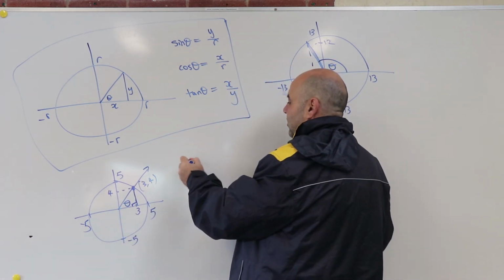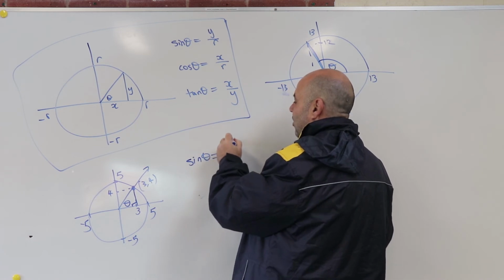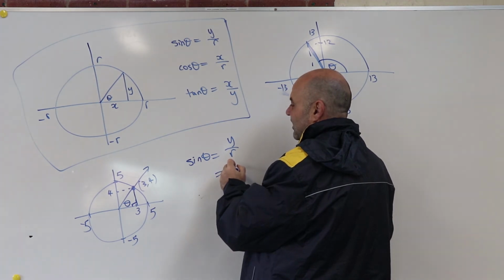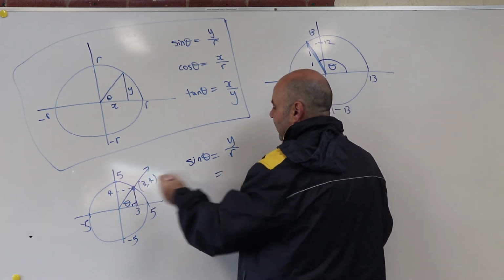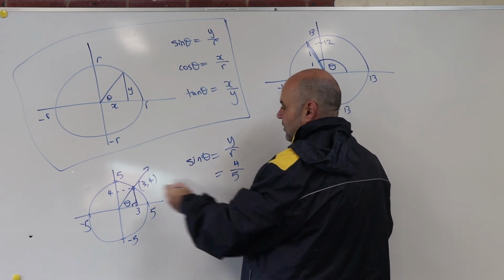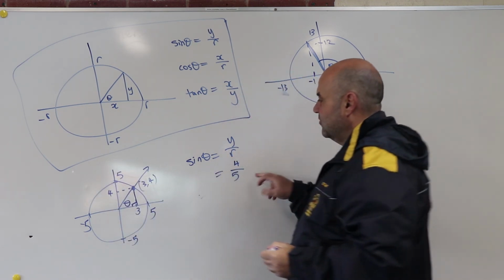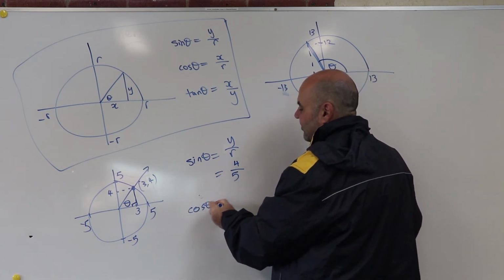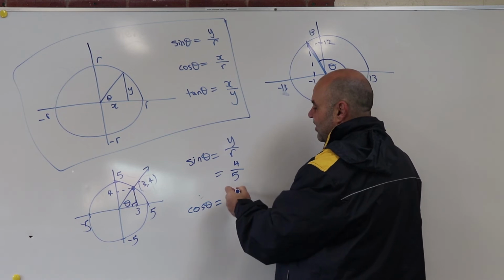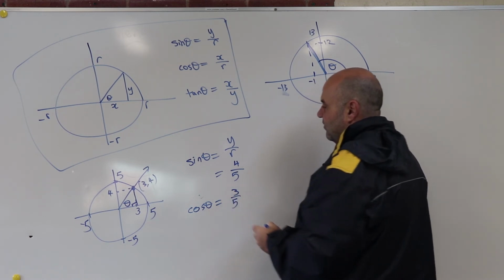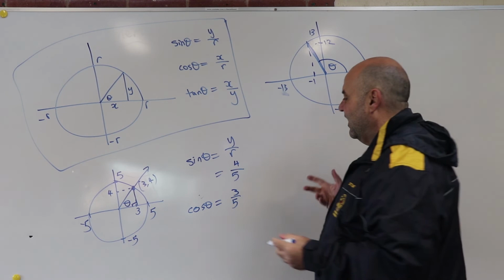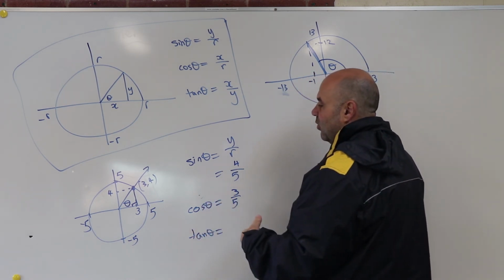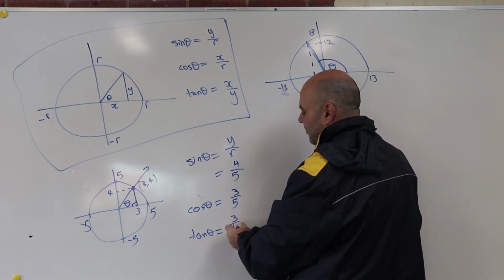I want to know what sine, cos and tan are. Well, remember sine theta is y over r. So the sine of theta here is 4 over 5, because remember the radius of my circle is 5 units. So sine theta is 4/5. What about cos theta? Cos theta is the adjacent over the hypotenuse. That's 3 over 5. Okay. And tan theta is 4 over 3, opposite over adjacent.